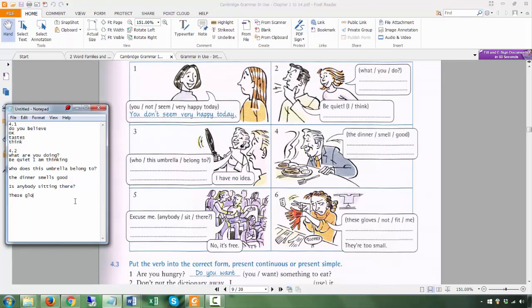These gloves do not fit. Fit is something that you don't use in the continuous. It's a state verb, so you use the present simple. Do not fit, not does not fit, because these gloves, plural, they do not fit me, right?